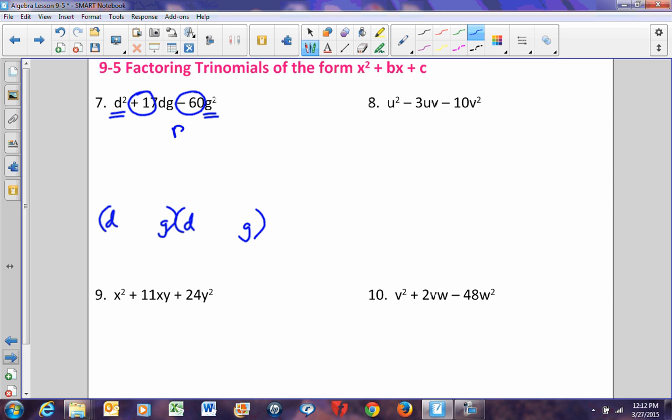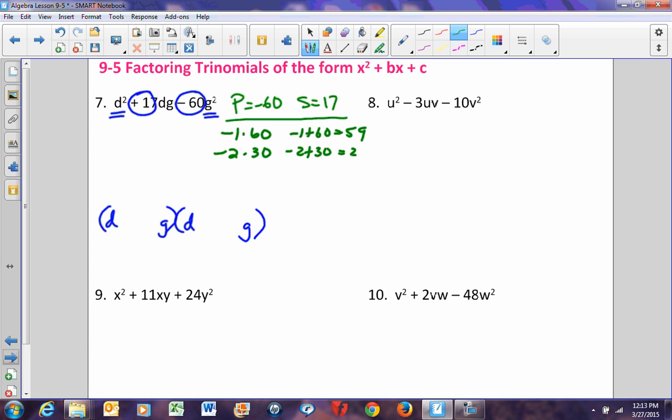I need a product of negative 60 and a sum of 17. Since my sum is positive, the larger of my two factors has to be positive. So I can do negative 1 times 60. Negative 1 plus 60 is 59. Negative 2 times 30. Negative 2 plus 30 is 28. Negative 3 times 20. Negative 3 plus 20 is 17. There we go. Found my numbers.